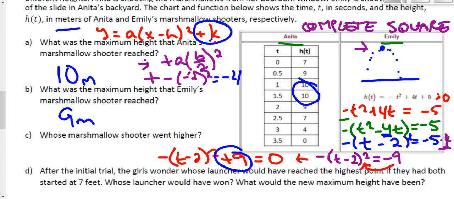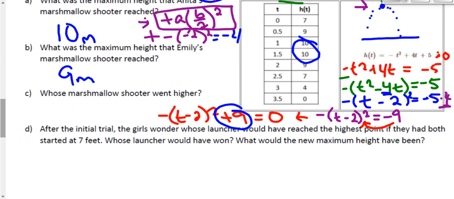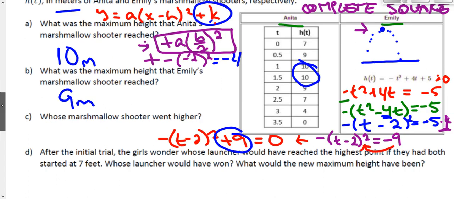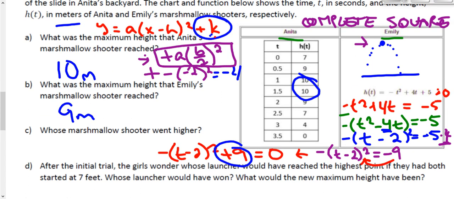So we did that by first moving c to the other side, second factoring out a, then rewriting our parentheses with a squared on the outside and b over 2, and then the last thing we did is we added a times b over 2 squared to the right side. Then when we move the right side back over, we can see what the height of the vertex is. All right, so whose marshmallow shooter went higher? That's going to be the one that was 10 meters, which is Anita's.